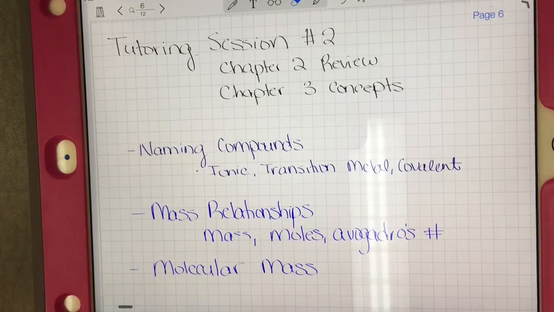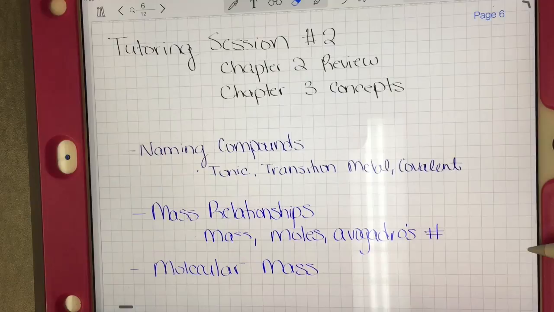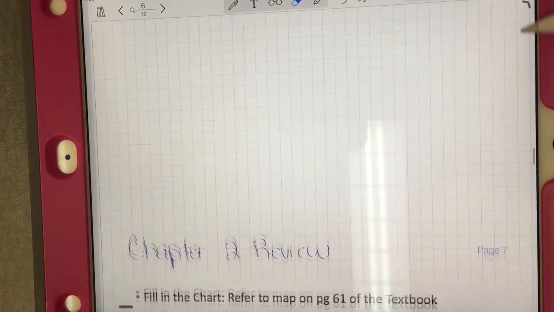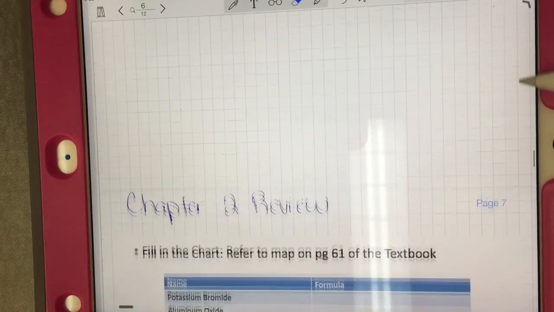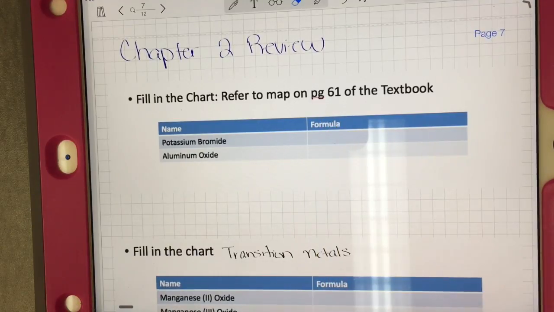Hello everyone, this is the second tutoring session where we're going to be going over some naming from chapter 2 and mass relationships from chapter 3. You may find it helpful when we're going over the naming to refer to page 61 of the textbook. They have a really nice concept map that helps with the naming.